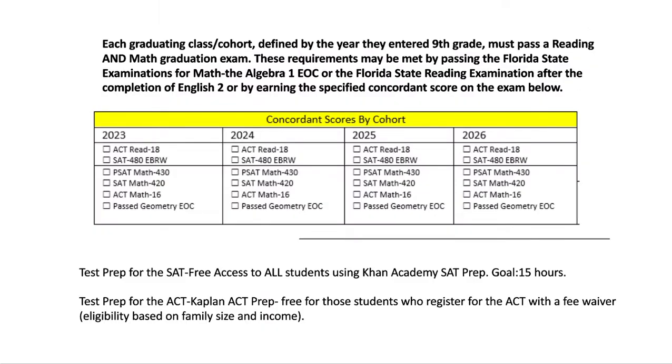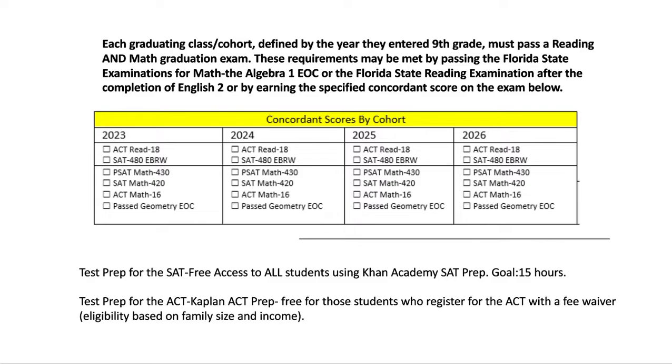All right, so talking about test scores for a minute to graduate. So you have to pass a reading graduation test and a math graduation test, okay? Now each graduating class has a little bit different of a score requirement, okay? So you can see we have it broken down here by cohort.